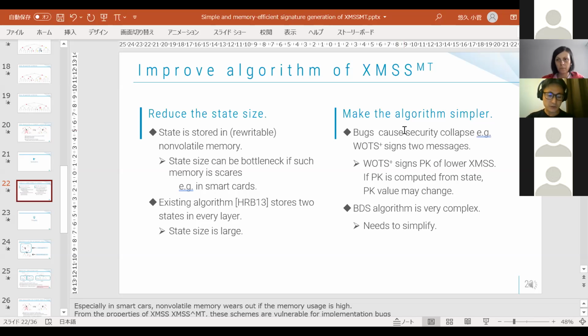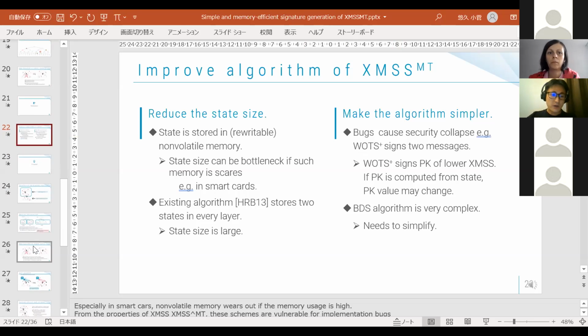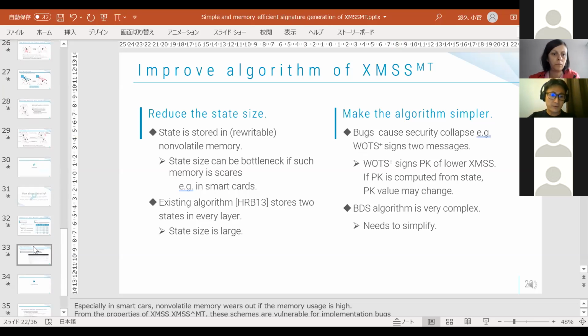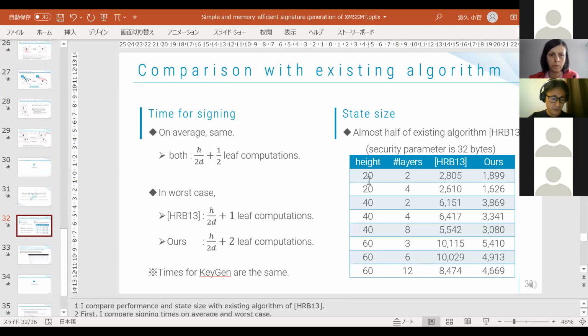For these motivations, we propose a new signature generation algorithm for XMSS-MT, which overcomes the disadvantages of the existing algorithm. First, our algorithm reduces the state size to almost half. And second, our algorithm has simpler procedures and a simpler state structure. And also, we implemented our algorithm based on the reference implementation of RFC 8391. That's all. Thank you for listening.